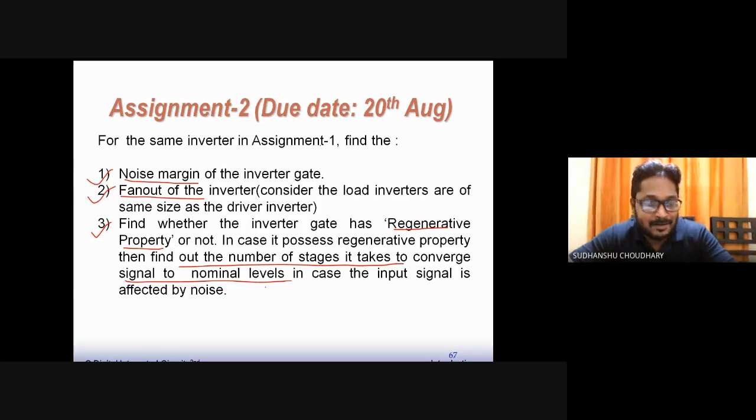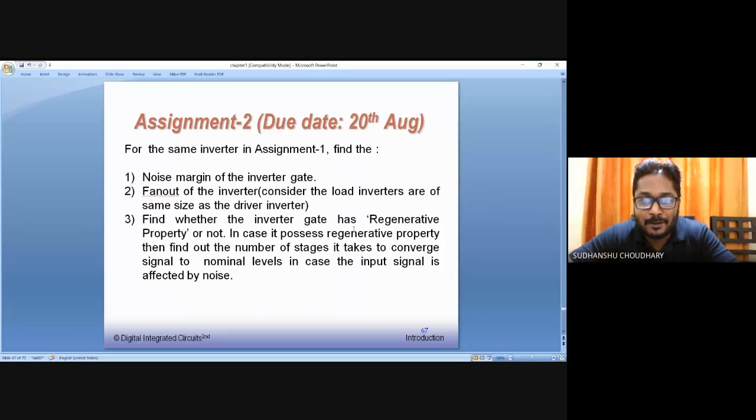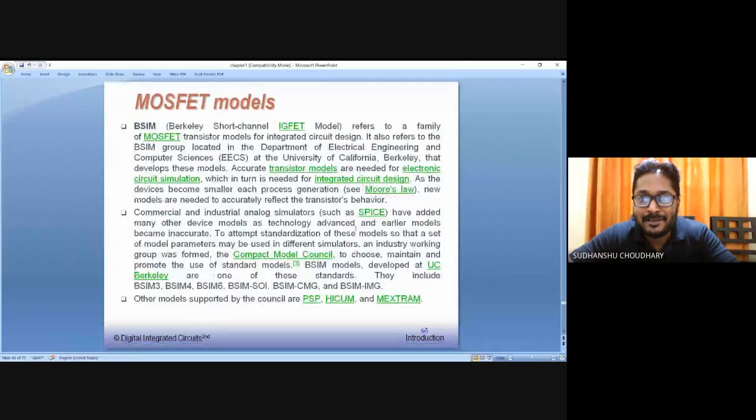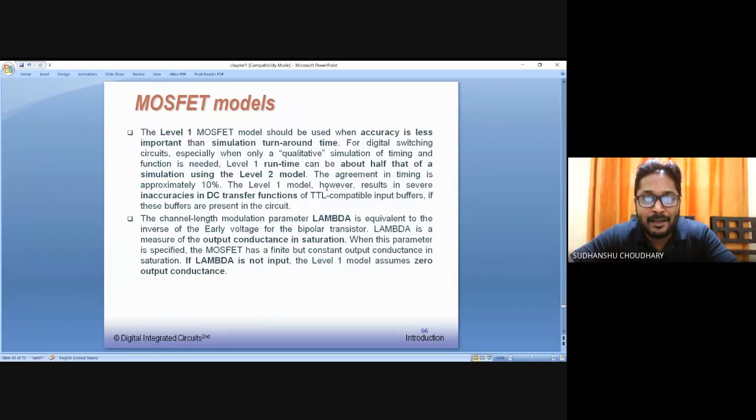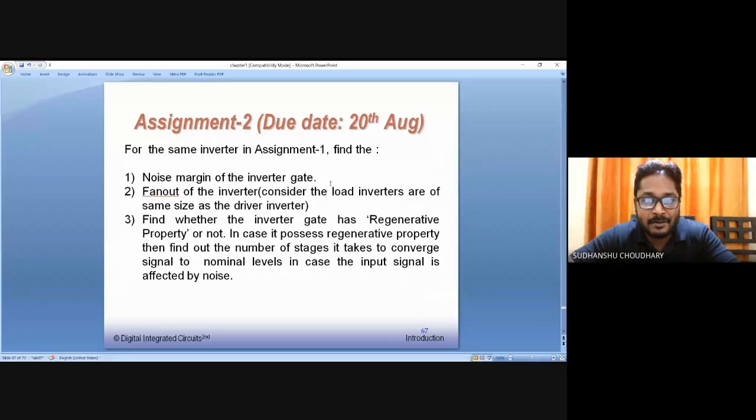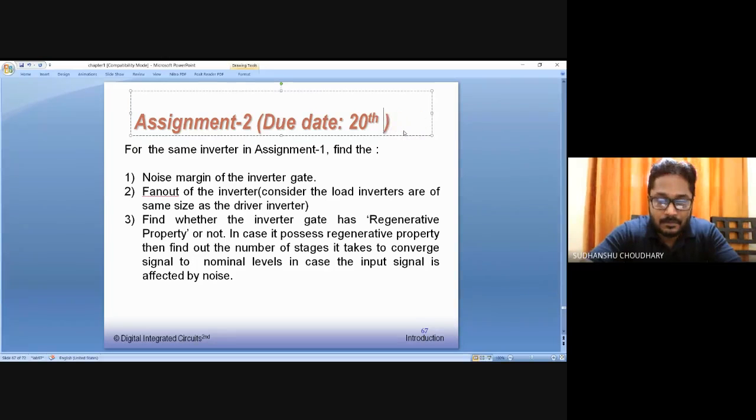Let us keep the same submission date for this one, because this assignment is not different. Let us say 20th October for both these 2 assignments. For the same inverter you have to find the VTC and then apply the same concepts that we have read so far to find out the noise margin, fan out, and regenerative property. So October 20th, same date, assignment 1 and 2 you will submit.